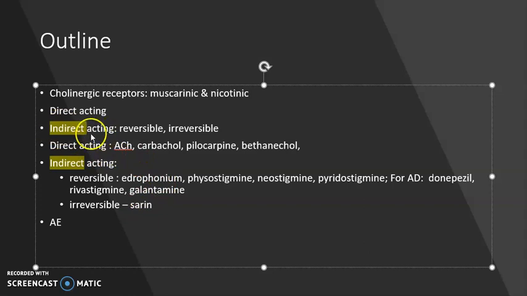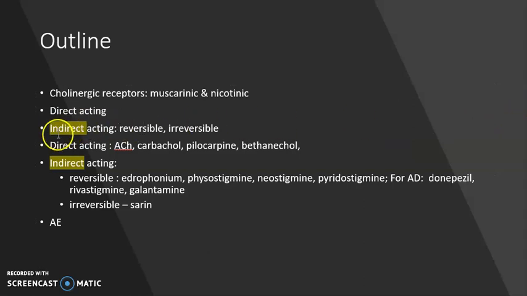So indirect acting, we have the reversible and irreversible ones. Direct acting include acetylcholine, carbachol, pilocarpine, and bethanechol. The indirect acting ones are divided into two: reversible and irreversible. Reversible ones are edrophonium, physostigmine, neostigmine, pyridostigmine.